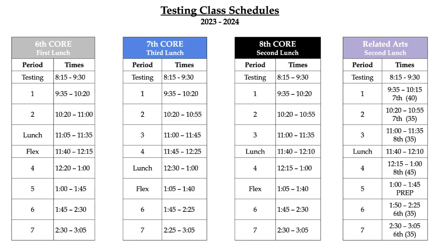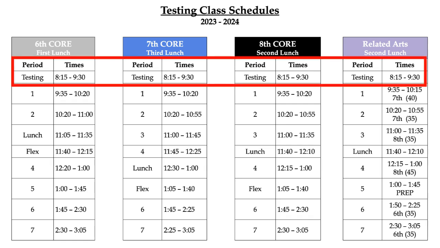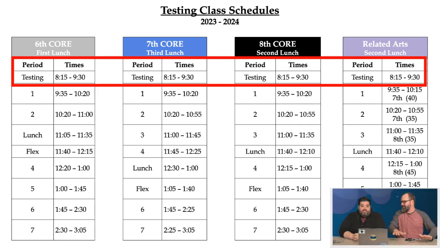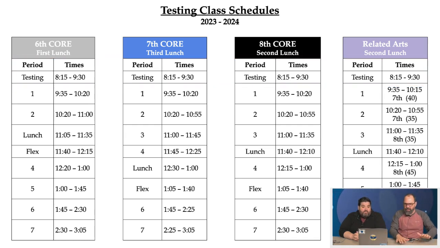So this is the testing class schedule. You're going to notice, if you look at the 6th, 7th, and 8th grade, we have testing in the morning from 8:15 till 9:30 every day during testing weeks. Which is important because it's the very beginning of the day. Which means for those of you that like to saunter in, and saunter is not a brisk pace, around 8:30, you're going to miss that testing window start time.